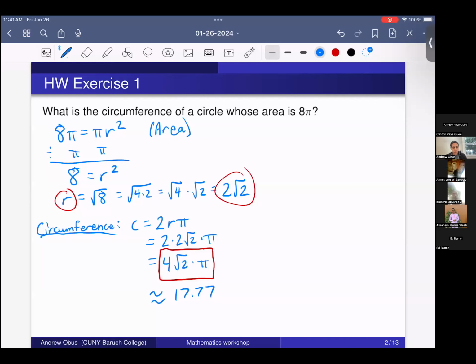Other questions? Princeton? Yes, we know that the value of pi is 22/7 or 3.14. If so, can we replace pi with the value that is given, that is constant, instead of leaving the pi?